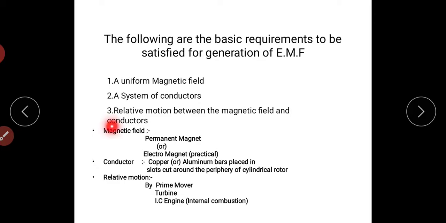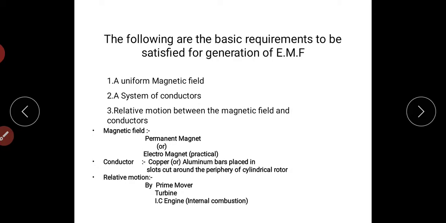So first, magnetic field: uniform or constant magnetic field. Generally, we can produce magnetic fields by using permanent magnets or electromagnets. Permanent magnets produce constant magnetic fields, which is also called a uniform magnetic field. Electromagnets can also produce constant magnetic fields.